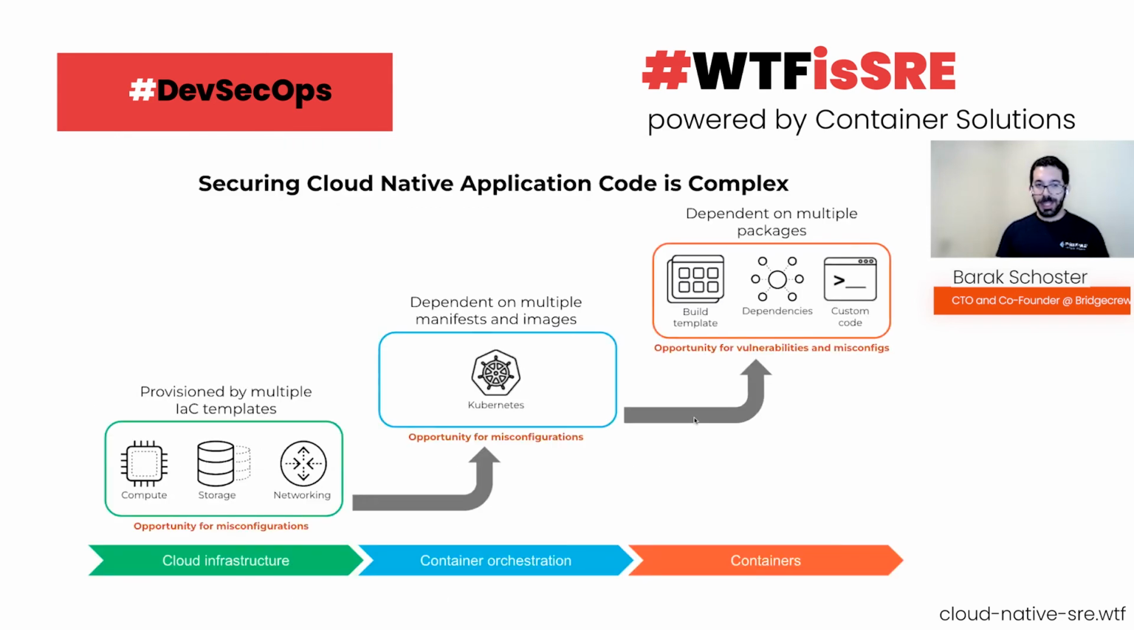Securing cloud native application code is more complex than just securing the infrastructure as code. We have different layers. We have the cloud infrastructure that is responsible generally on compute, storage, networking. We have the container orchestration framework, whether it is Kubernetes, ECS Fargate, serverless, or a different flavor of compute, or even VMs like EC2s. And within the containers or the different orchestration system, we have the build templates, we have dependencies, open source packages, and custom code. And each one of those layers can actually have an issue.